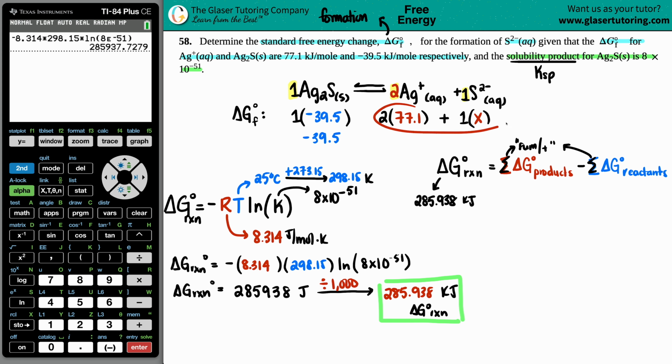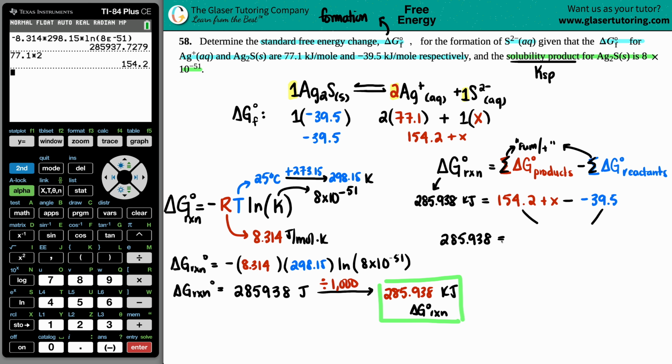And now this side, well, it would be 77.1 times 2. 154.2 plus X, right? You string in the X along. Products minus reactants. This equals the sum of the products, which was 154.2 plus X, minus reactants, which is negative 39.5. All we got to do is just solve for X, right? So I could just simplify these two values.